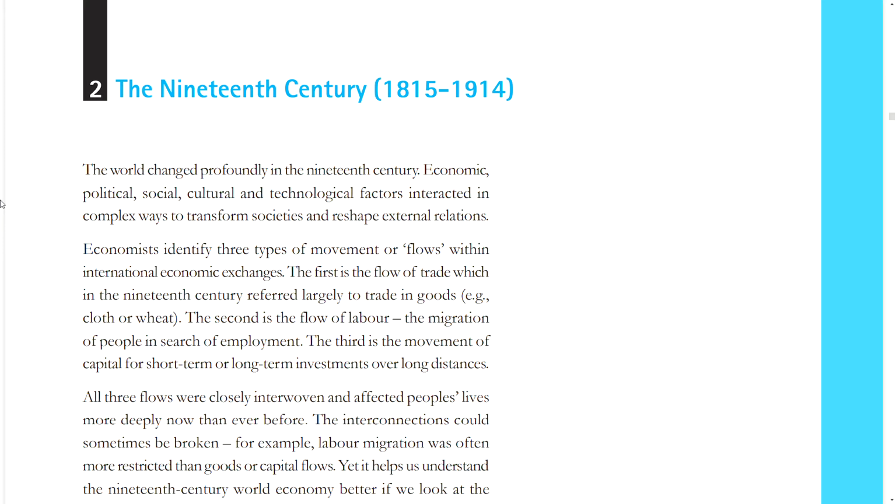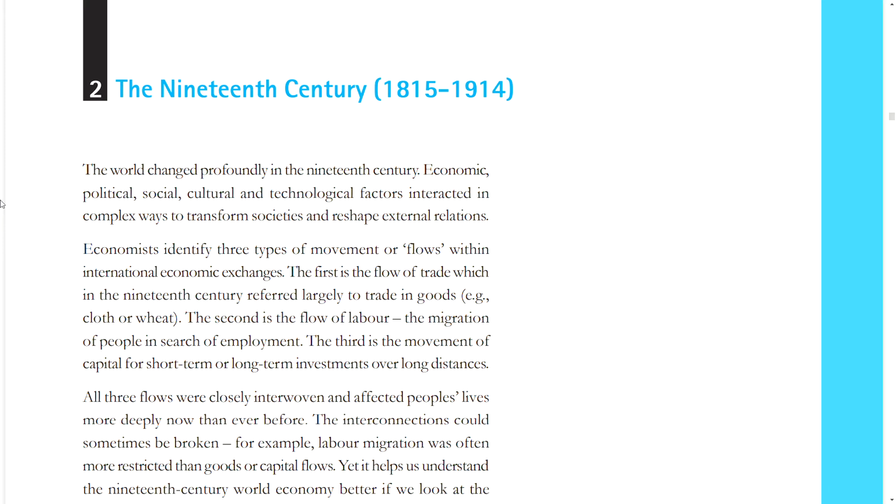The 19th century, 1815 to 1914. The world changed profoundly in the 19th century. Economic, political, social, cultural, and technological factors interacted in complex ways to transform societies and reshape external relations.